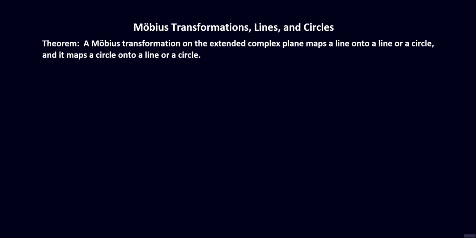In this lecture, we will show that a Möbius transformation on the extended complex plane maps lines and circles surjectively onto lines or circles. Lines and circles are collectively referred to as clines, and so according to the theorem that we will prove, Möbius transformations will map a cline onto another cline.